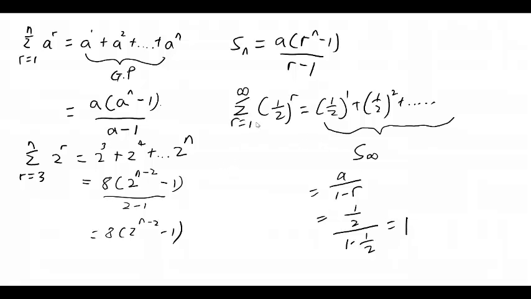Once again, take note, this sum to infinity only exists when mod r is less than 1. You can recall from the previous topic, if not, this sum to infinity doesn't exist. But in this case, the r is half, and the modulus of half is still half. Half is less than 1. That's why, in this case, the sum to infinity actually exists.